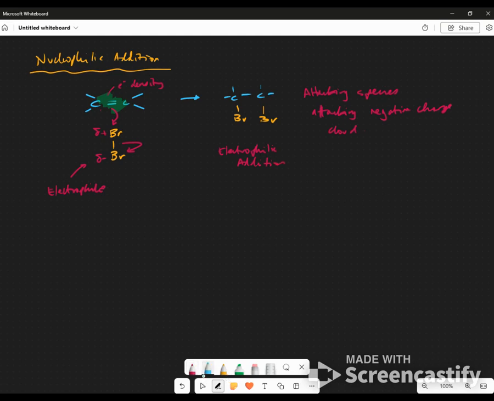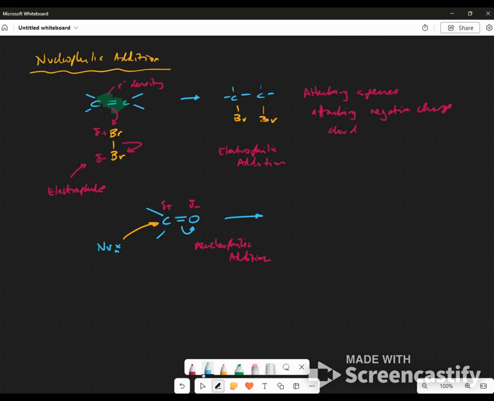Now, I'm bringing that up because it's different to what we're doing today. Today we're doing nucleophilic addition. What happens now is a nucleophile attacks this carbon here, which has a positive charge, because oxygen is more electronegative than carbon. The thing that's going to attack the carbon is a nucleophile. These electrons are going to go there, and then we're going to get something else.